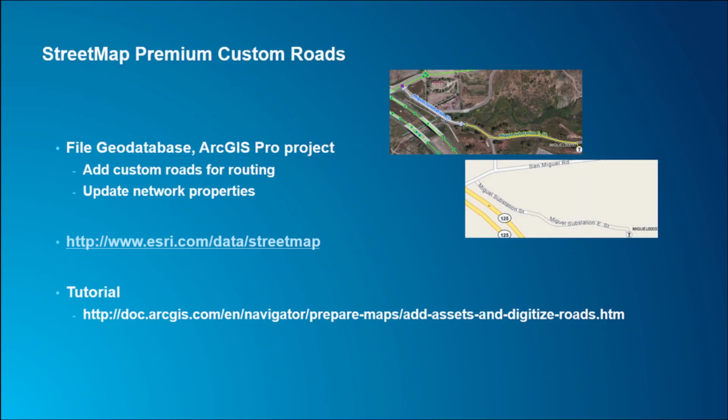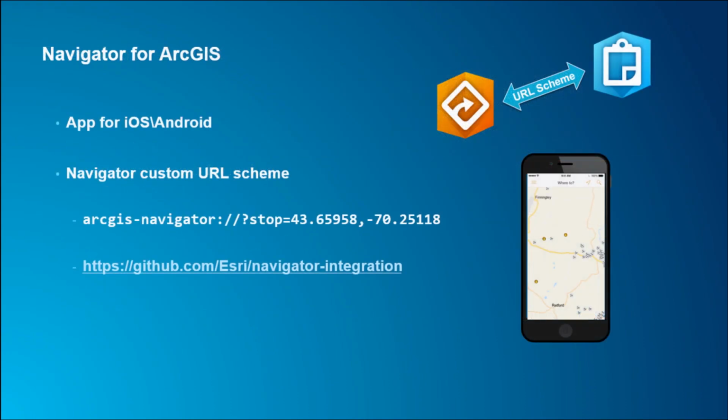If you don't have data, or you need to customize some data and you need some starting point, we have something called StreetMap Premium Custom Roads. That is a file geodatabase in an ArcGIS Pro project where you can add in a custom feature class that's integrated into the network data set already, so that you can add your own roads to that and set up the network properties as you see fit. You can get more information at the URL, and there's a tutorial on how to do this at the URL also included on this page.